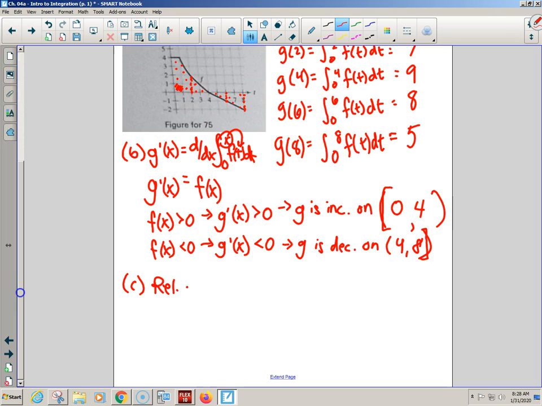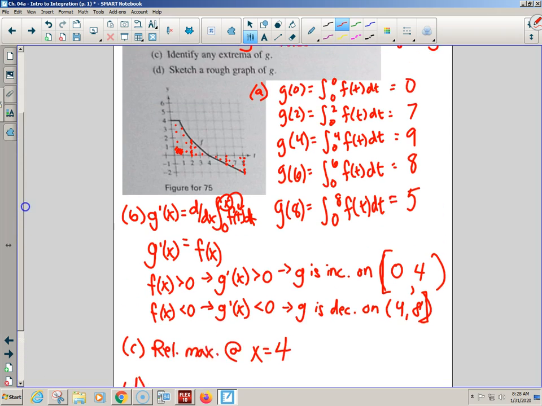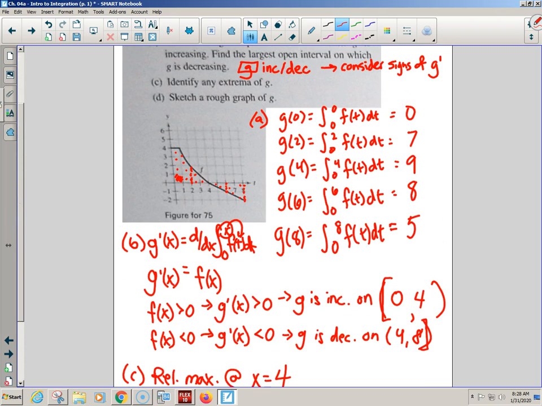So then letter C. I have a relative max at x equals 4. Why? If they ask me to justify, I just did it. G changes from increasing to decreasing at that critical number. That's the definition of a relative maximum. Okay, what's letter D? Good.